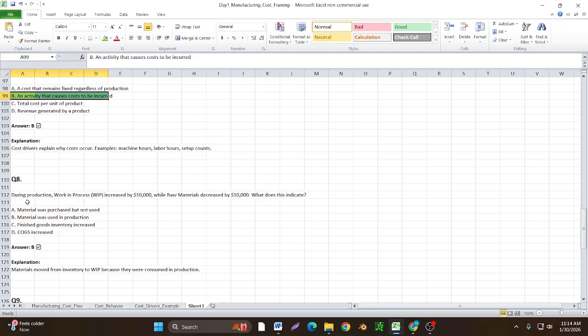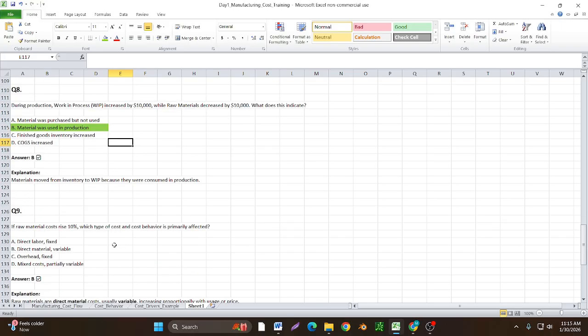Question 8. During production, work in process increased by $10,000, while raw materials decreased by $10,000. What does this indicate? Materials moved from inventory to WIP because they were consumed in production. So B. Material was used in production.